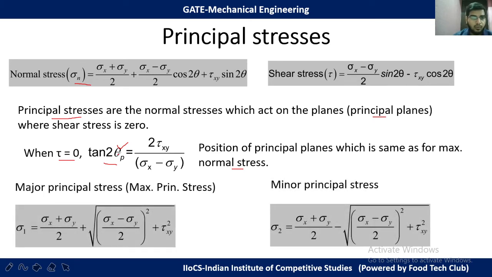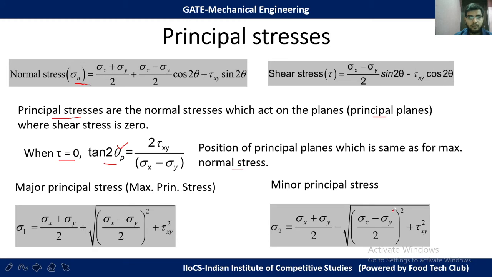So when we get this theta p, we can find theta by inverting this: tan inverse of 2 tau xy divided by sigma x minus sigma y, and we put that theta p into this sigma n. So that sigma n will give us two relations. Actually, we get sigma 1 is equal to sigma x plus sigma y divided by 2, plus minus root over sigma x minus sigma y divided by 2 whole square plus tau xy square.